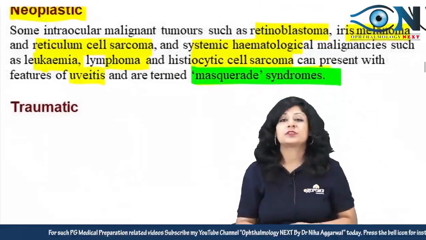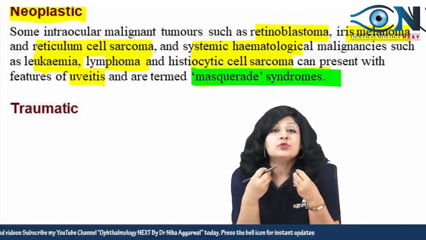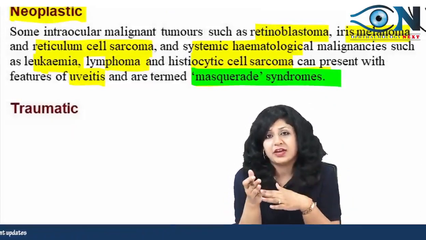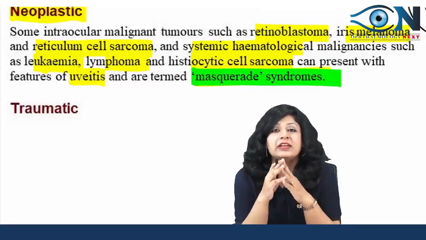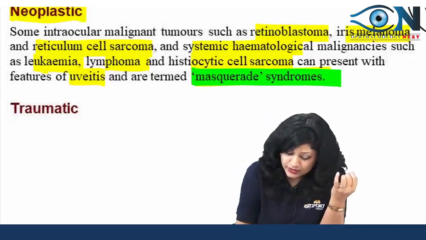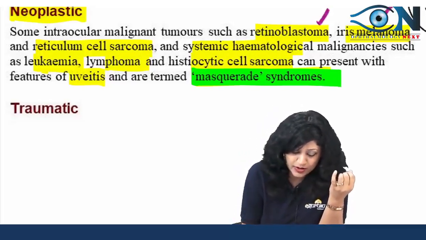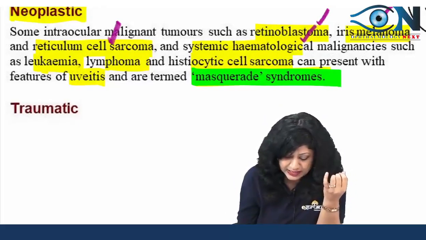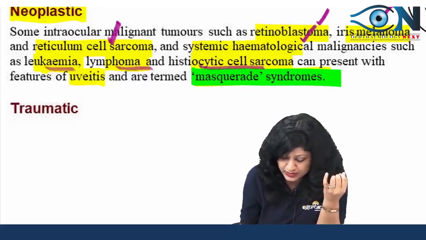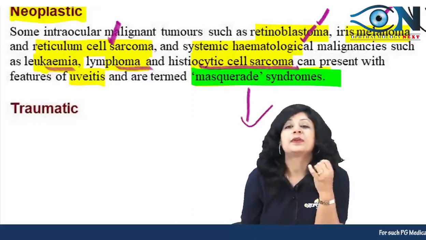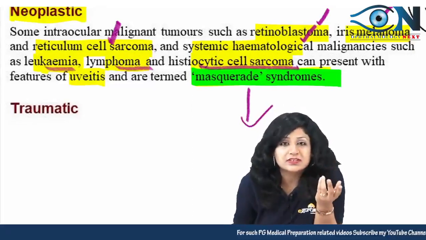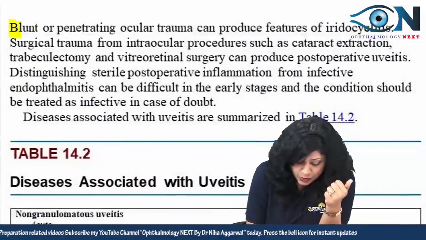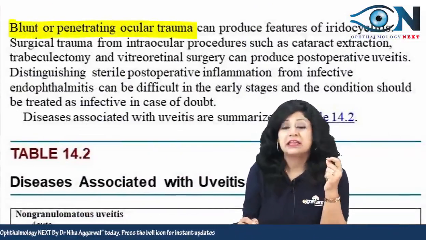Masquerade syndromes means what? Masquerade syndromes are those which simulate the appearance of uveitis, but actually they do not have uveitis. So those intraocular tumors which simulate uveitis are retinoblastoma, iris melanoma, reticular cell carcinoma, sarcomas, and hematological malignancies like leukemia, lymphomas, histiocytic cell sarcoma. They can also present with these syndromes, that is your masquerade syndromes. Then we have the traumatic ones. Trauma, blunt or penetrating, can produce iridocyclitis.